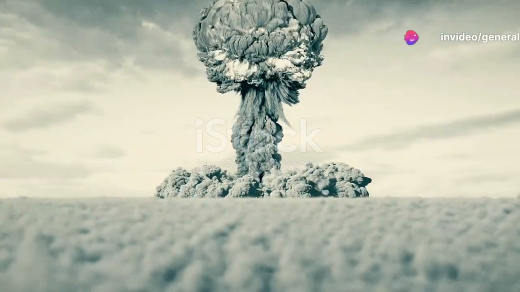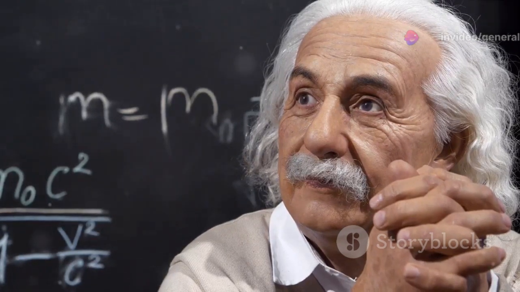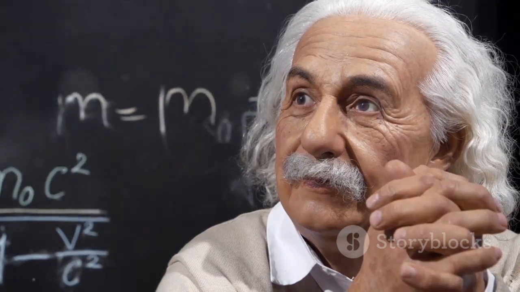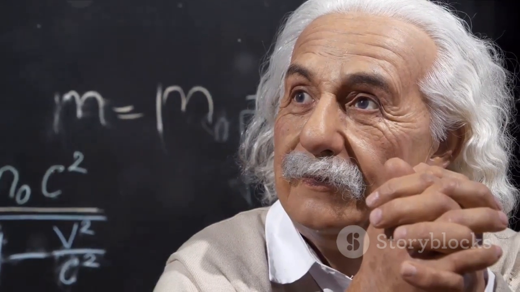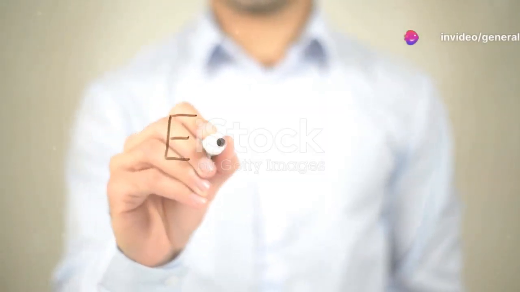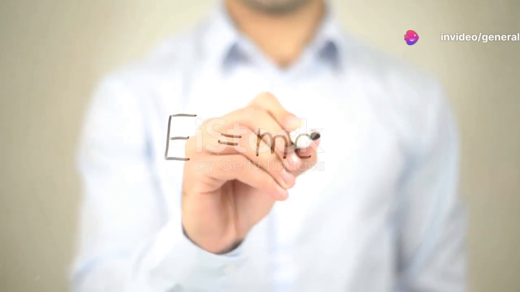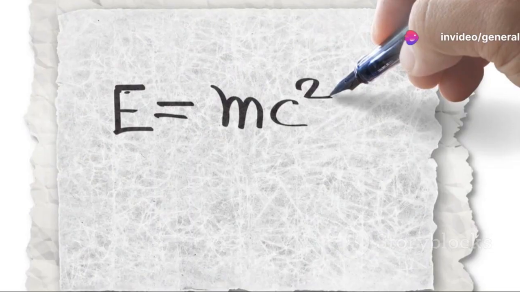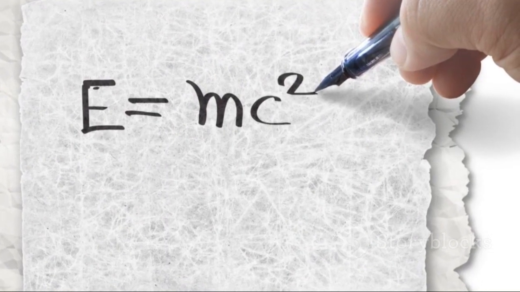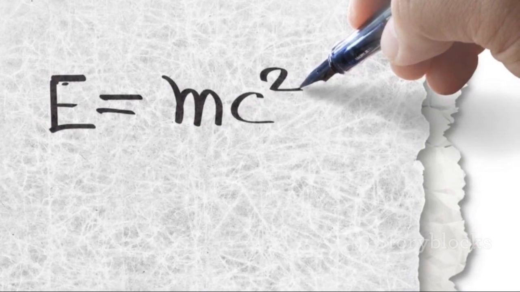Let's break it down. First, a little background. E=mc² was introduced by Albert Einstein in 1905, part of his special theory of relativity. This tiny equation packs a punch. It tells us that energy, E, equals mass, m, times the speed of light, c squared. Sounds simple, right? But the implications are profound.